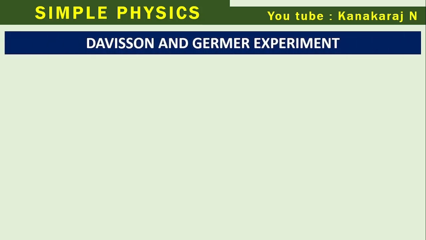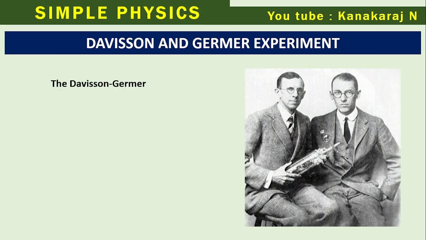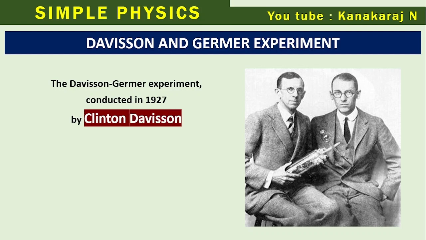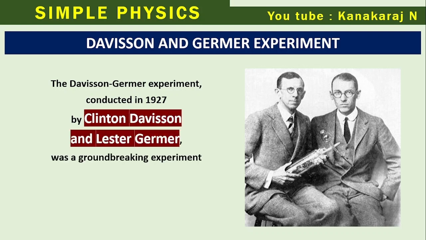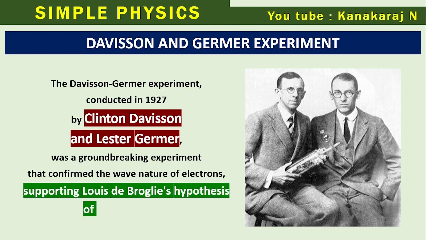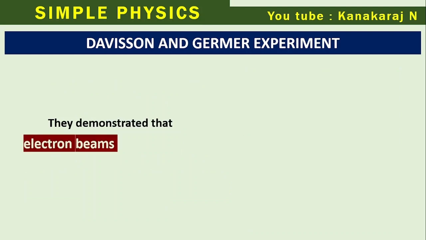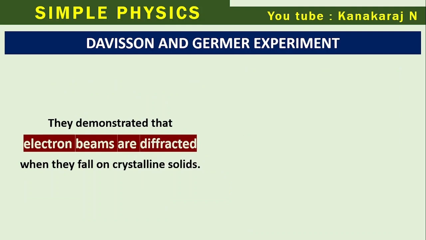Davisson and Germer experiment. The Davisson-Germer experiment, conducted in 1927 by Clinton Davisson and Lester Germer, was a groundbreaking experiment that confirmed the wave nature of electrons, supporting Louis de Broglie's hypothesis of matter wave. They demonstrated that electron beams are diffracted when they fall on crystalline solids.